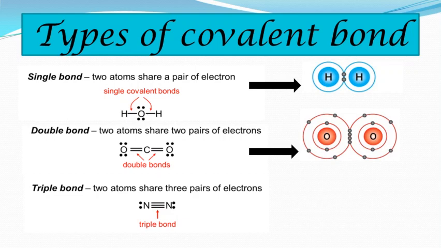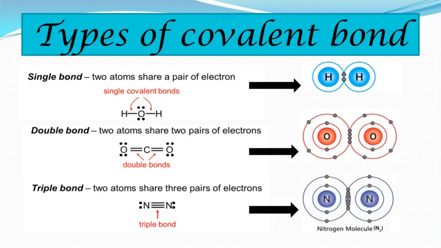Now the triple bond. It is formed between two atoms when they share 3 pairs of electrons, that means a total of 6 electrons. You can see that between the nitrogen atoms, the triple bond forms. 3 covalent bonds are there. So the example is the nitrogen molecule. You can clearly observe in the picture that the triple bond is formed by sharing of 3 pairs of electrons, or 6 electrons in total. So these all were the types of covalent bond.